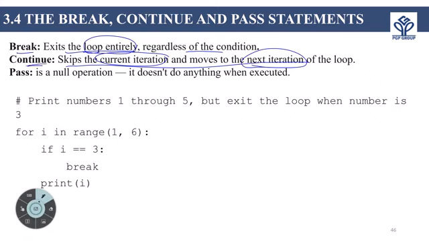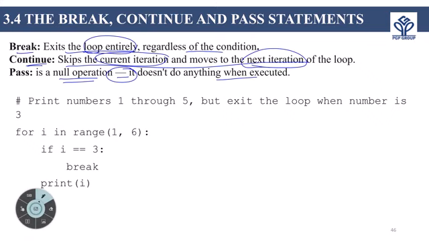Next one, pass is a null operation. We use this keyword. It does not do anything when executed. So when the program is executed, the pass does not do anything, we just use it.